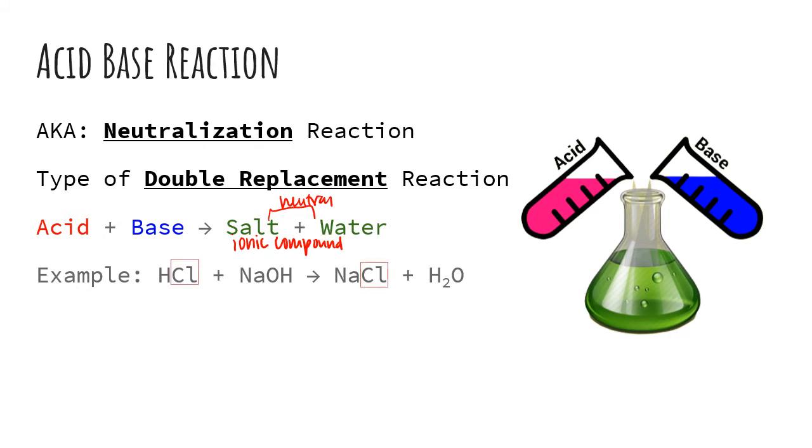So for example, look at this. We have hydrochloric acid and sodium hydroxide. The chlorine from the hydrochloric acid is going to combine with the sodium from the sodium hydroxide to form this ionic compound. Then our other product comes from the hydrogen and the hydroxide, which just makes water.